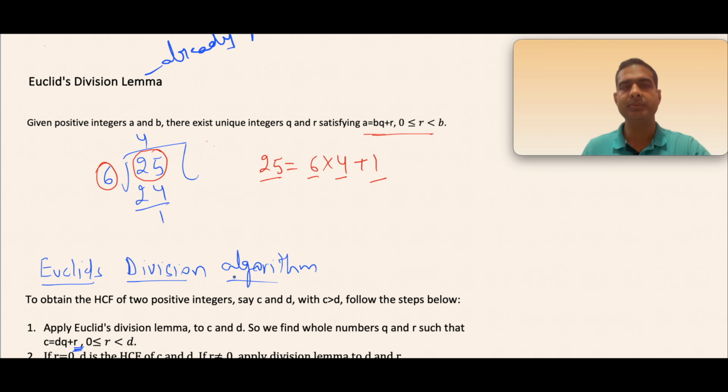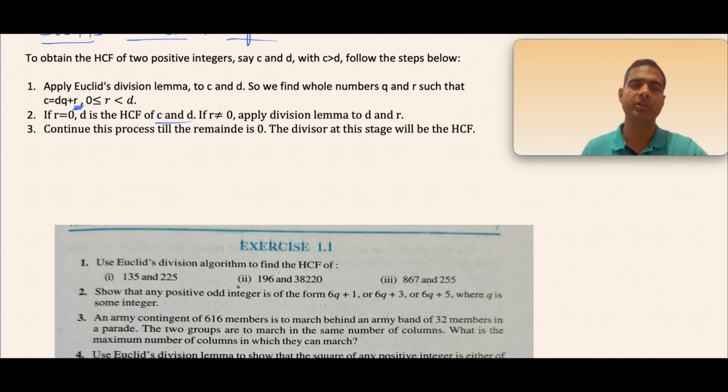Euclid's division algorithm is quite similar to Euclid's division lemma. In the algorithm, we have to apply the division lemma again and again until the remainder becomes 0. And at the stage where the remainder becomes 0, the divisor at that stage becomes the SCF of the two numbers. Now let's apply these things to exercise 1.1 of the NCERT.